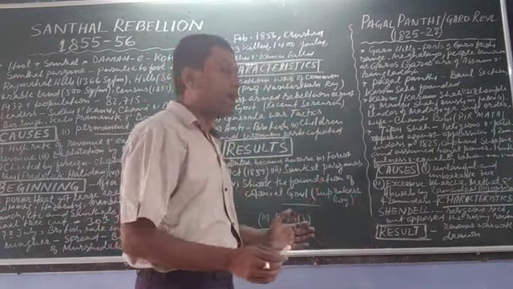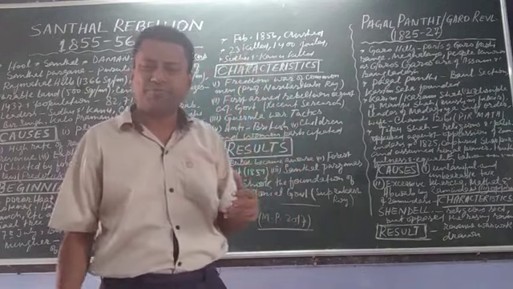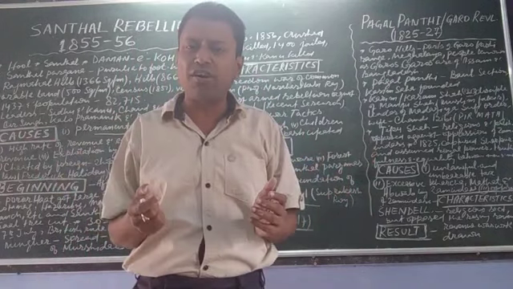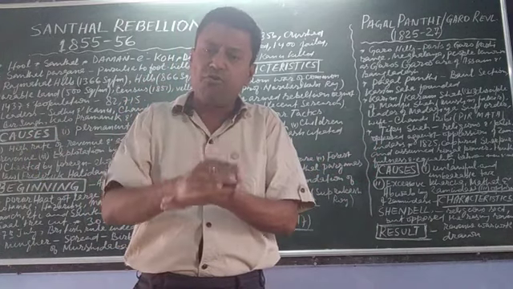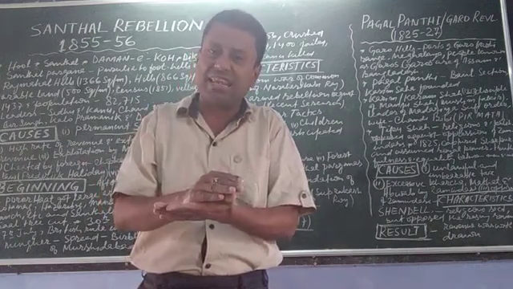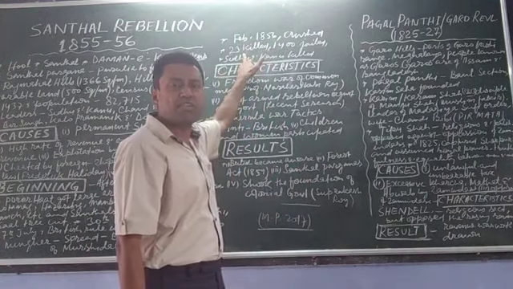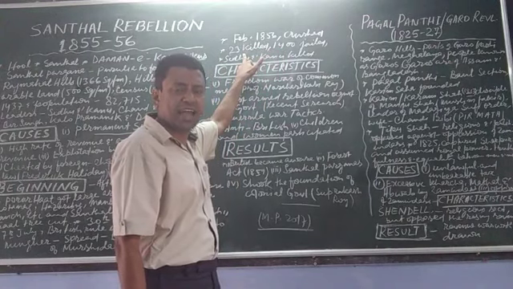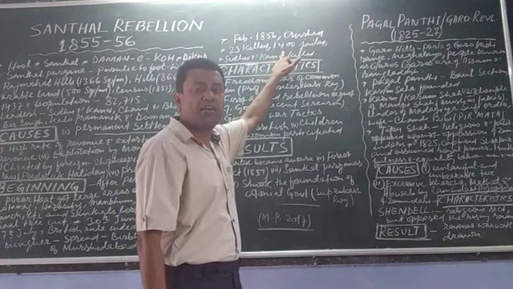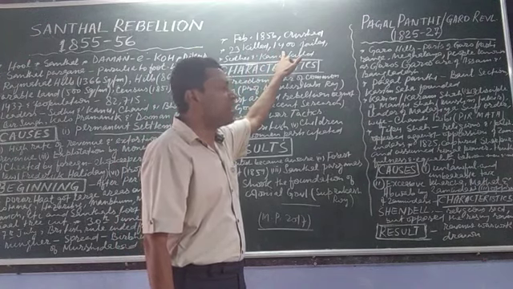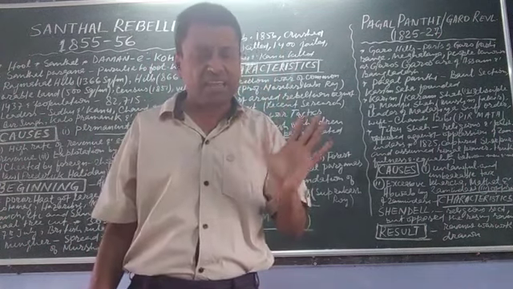It spread like wildfire. But very soon, this movement could not continue for a longer time, and in the month of February 1856, it was crushed mercilessly. It is said that 23 Santhali people were killed, and 1400 Santhalis were jailed. Sidhu and Kanu were killed.